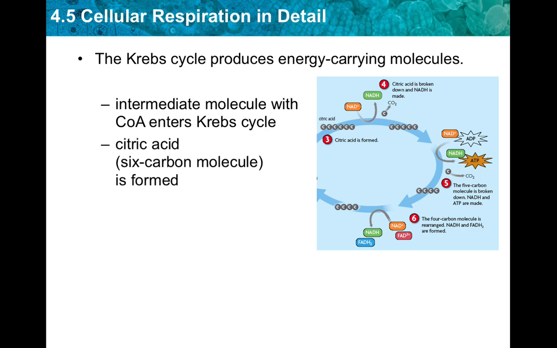Citric acid is formed. The 2-carbon part of the intermediate molecule is added to a 4-carbon molecule to form a 6-carbon molecule called citric acid. Then, coenzyme A goes back to step 2.